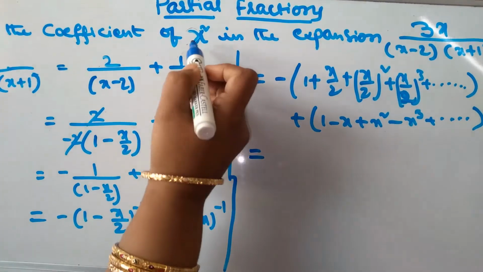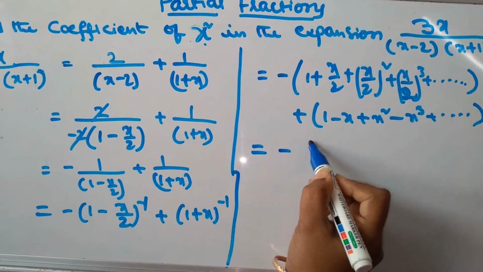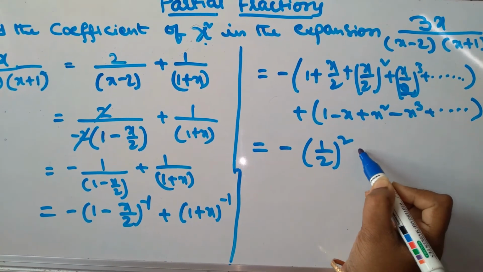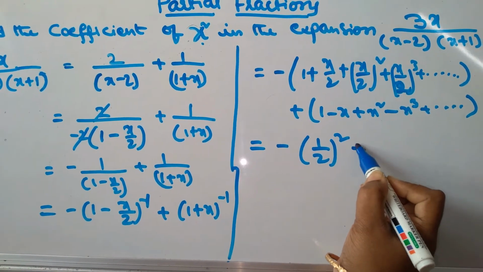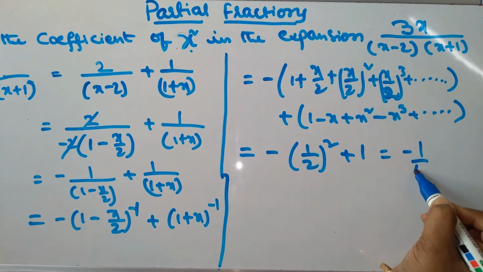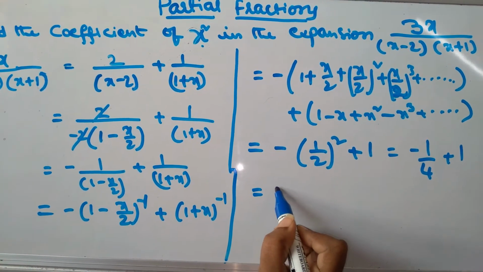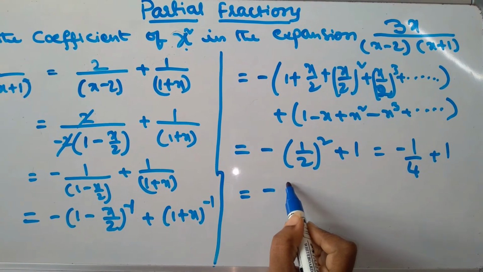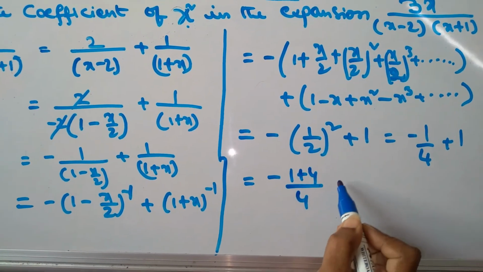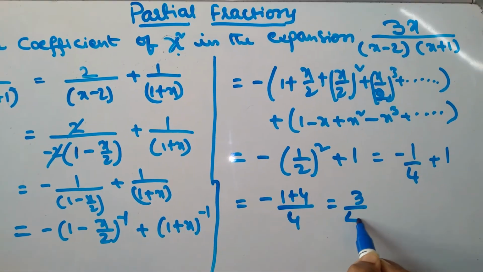We want only the coefficient of x square. So minus of 1 by 2 whole square. Here only 1 will be there. That is nothing but minus 1 by 4 plus 1. That is equal to, taking LCM, minus 1 plus 4 by 4. That equals 3 by 4.